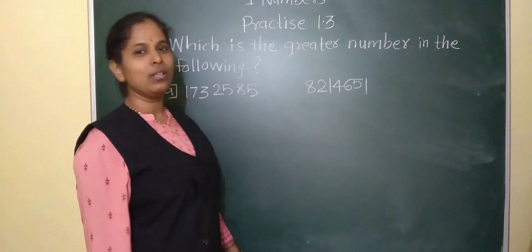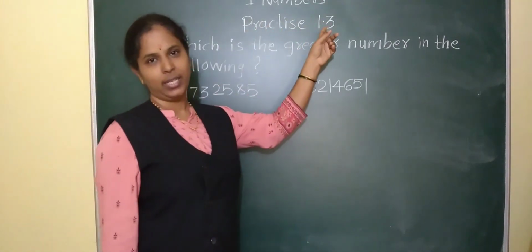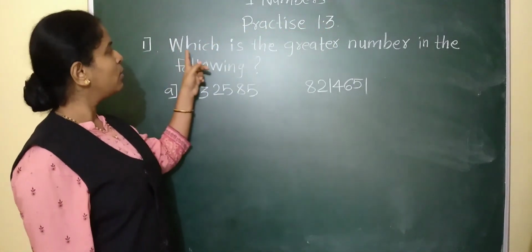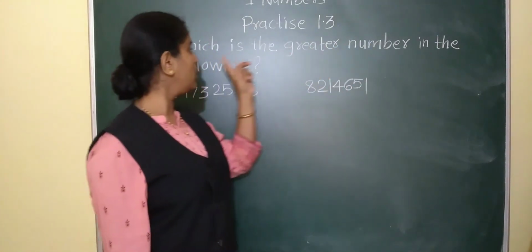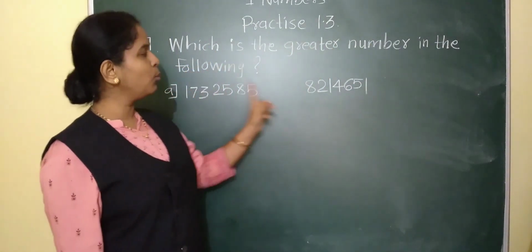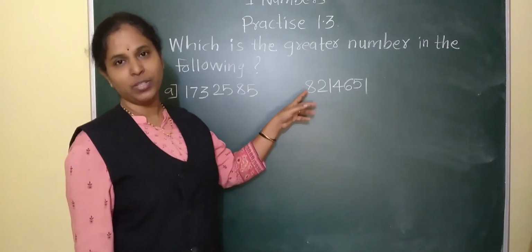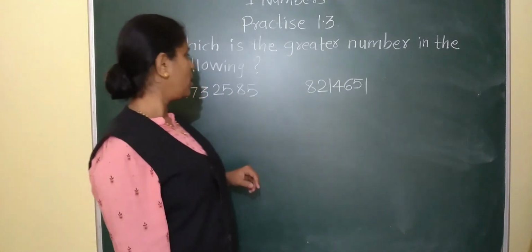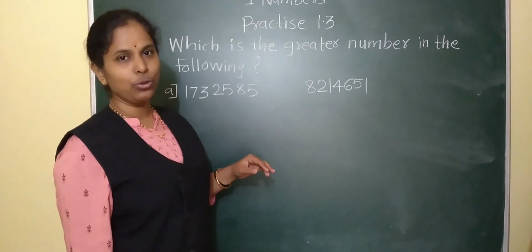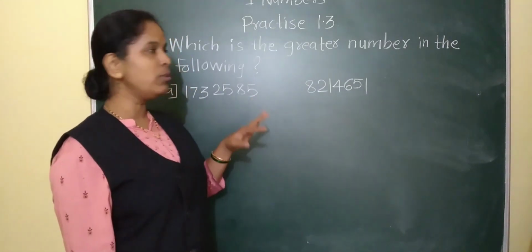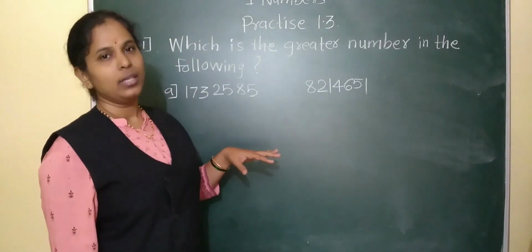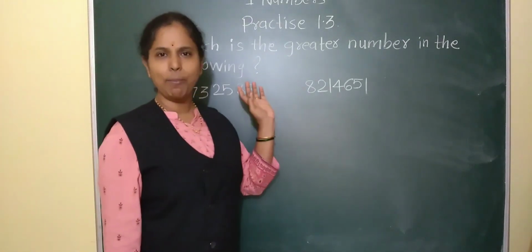Now we will solve practice 1.3. In that, question number 1 is, which is the greater number in the following? Here two numbers are given and we have to compare them. Which is the greater number, that we have to find out. I told you what we have to do. The first way is to count the digits. And next we have to compare the digits.